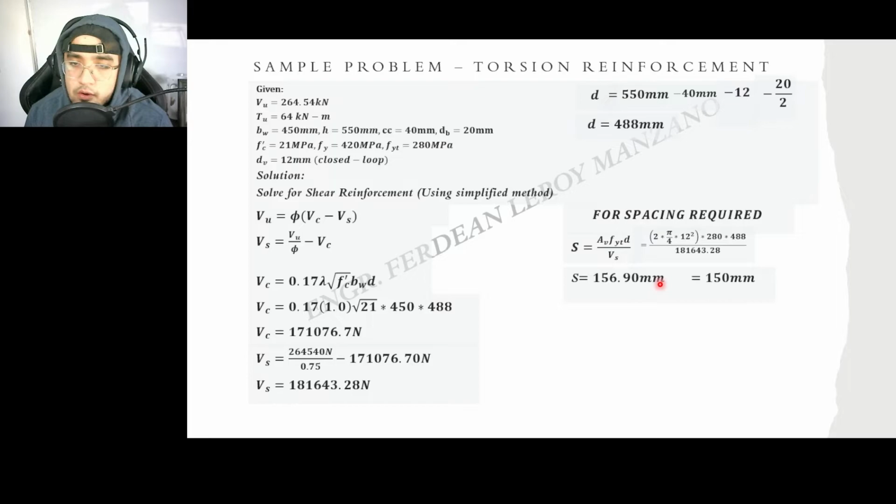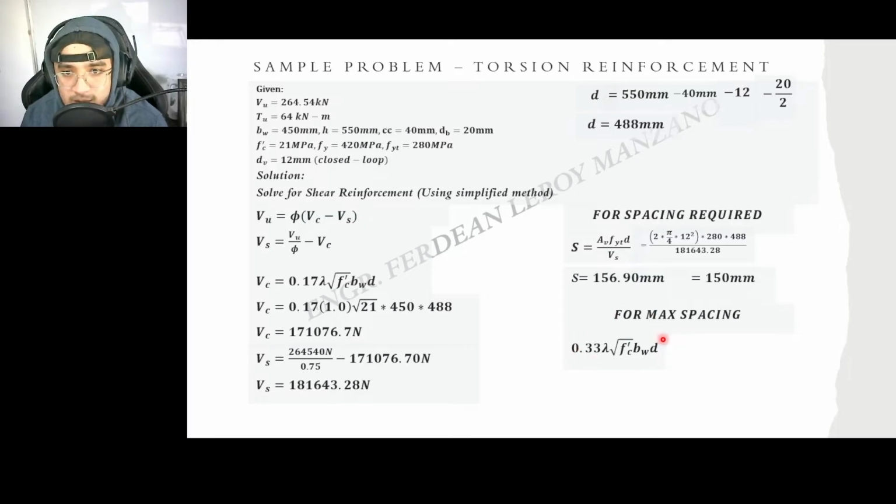We should know first what the value of S max is in order for us to know if we would now be making use of this or S max. So for the maximum spacing, again, our limit is 0.33 lambda times square root of f prime c bw d. And upon substitution of all of these values, this is now equal to 0.33 times square root of 21 times 450 times 488, and getting the answer there, that is now equal to 340,256.2 newtons.